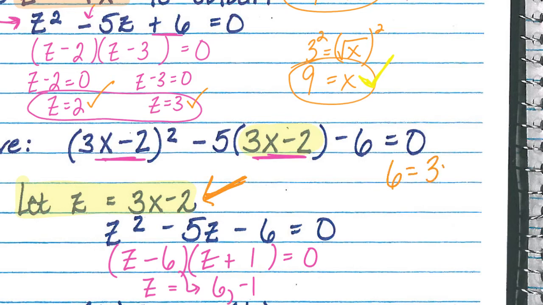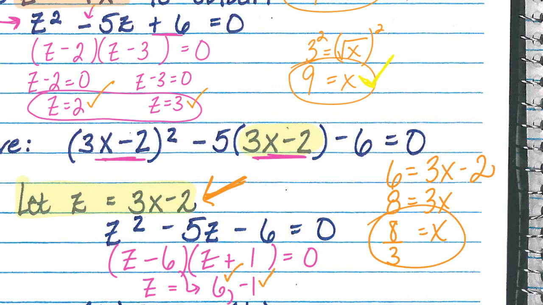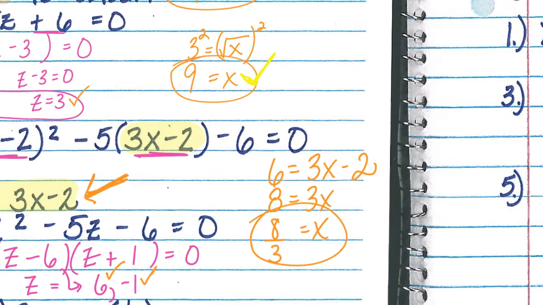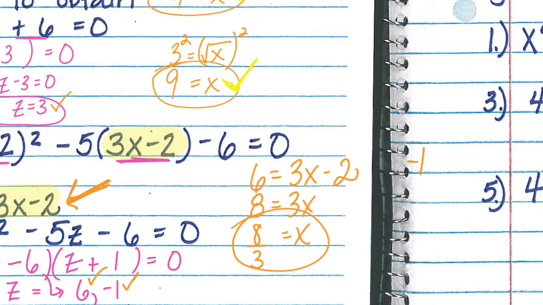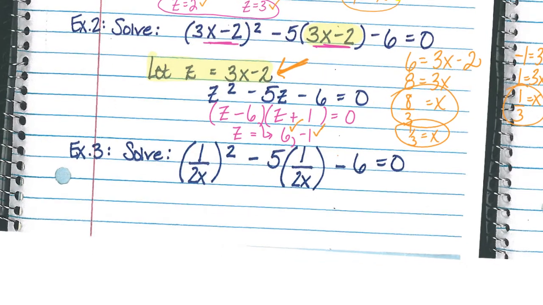6 is equal to 3x minus 2. Add 2 over. 8 is equal to 3x. Divide by 3. X is equal to 8 over 3. Well, I did this one. Now I need to solve for x by putting in negative 1. I guess I'll go over here. Negative 1 is equal to 3x minus 2. Add 2 over. 1 is equal to 3x. X is equal to 1/3. And again, we already did these in class, so I let all my students solve.